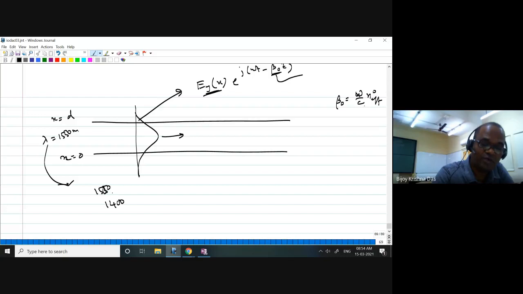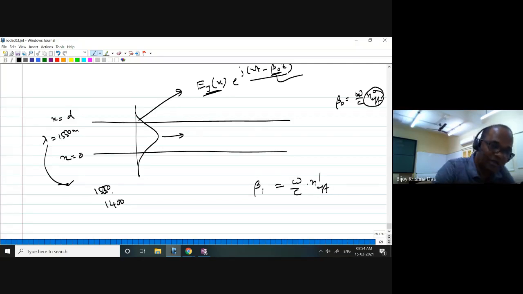So what I'm saying is that I can decrease the wavelength, I can get a different n effective solution, and the phase will be different. But as I decrease my wavelength, I can also get another solution, beta 1, which will be omega by c n effective 1. That means a higher order mode will be there. If I keep on decreasing further up to 635 nanometer, then I can get a solution for beta naught, beta 1, beta 2 also, this way.